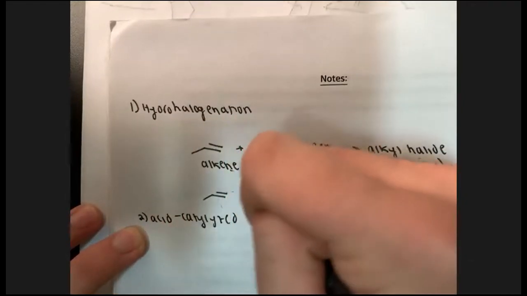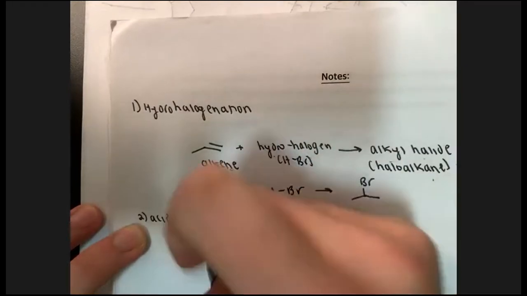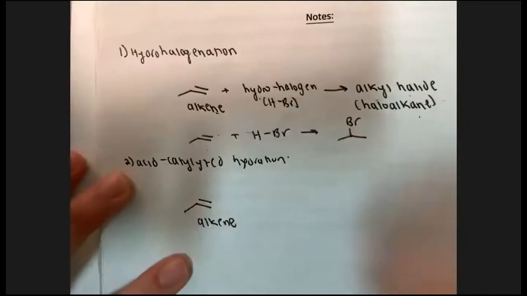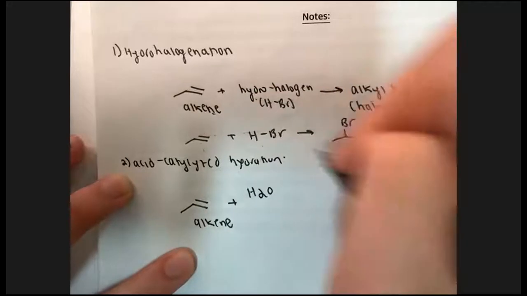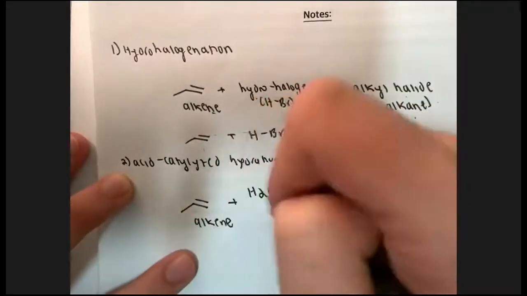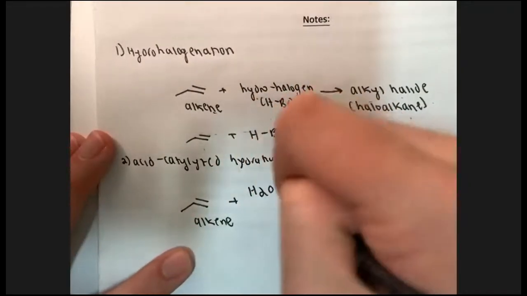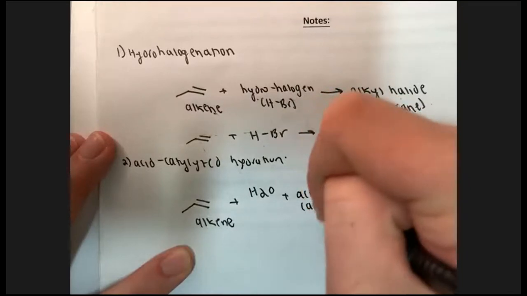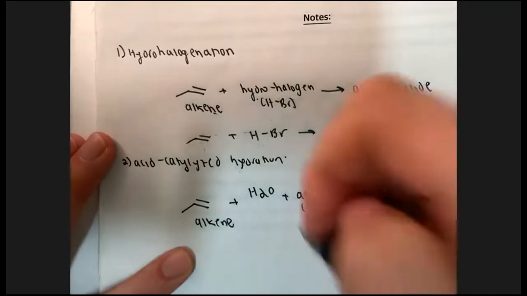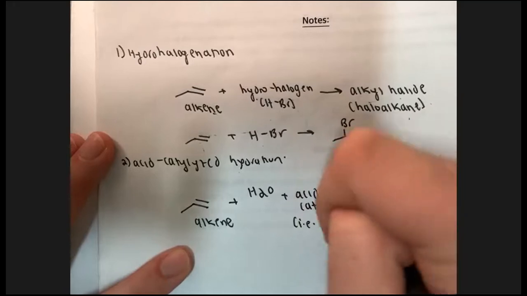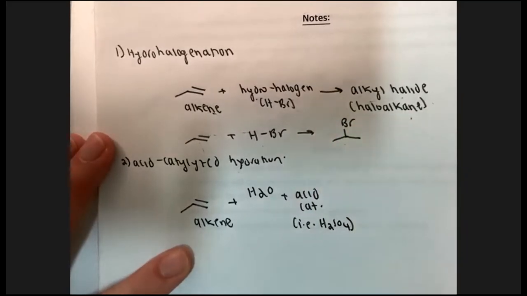I know I'm not spelling the best, but acid catalyzed hydration. We know it's some sort of alkene, plus water and also an acid, so an acid catalyst. Maybe I'm going to draw an example. Maybe that could be sulfuric acid or something like that.